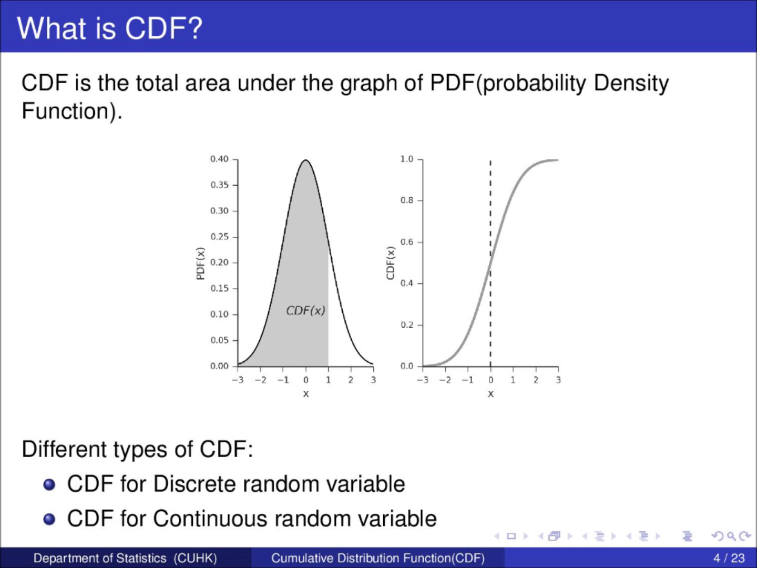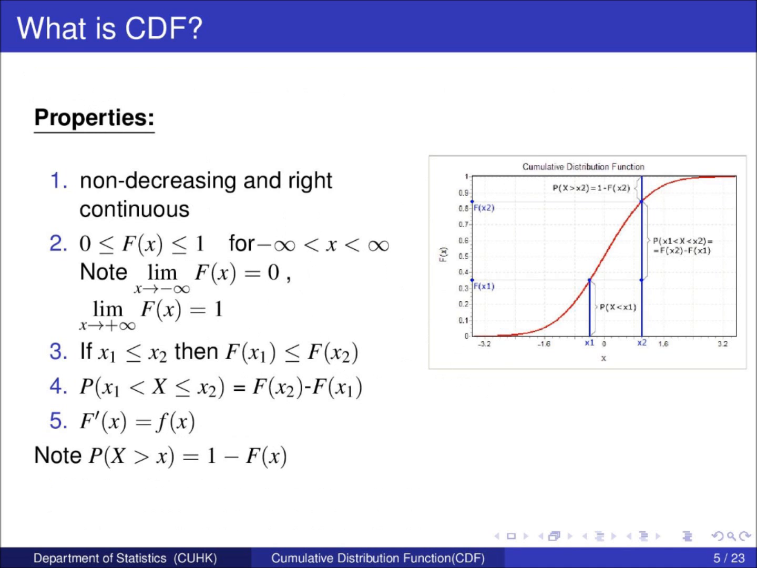CDF is also the total area under the graph of the PDF, which is the probability density function. There are two types of CDF: the CDF for a discrete random variable and the CDF for a continuous random variable.